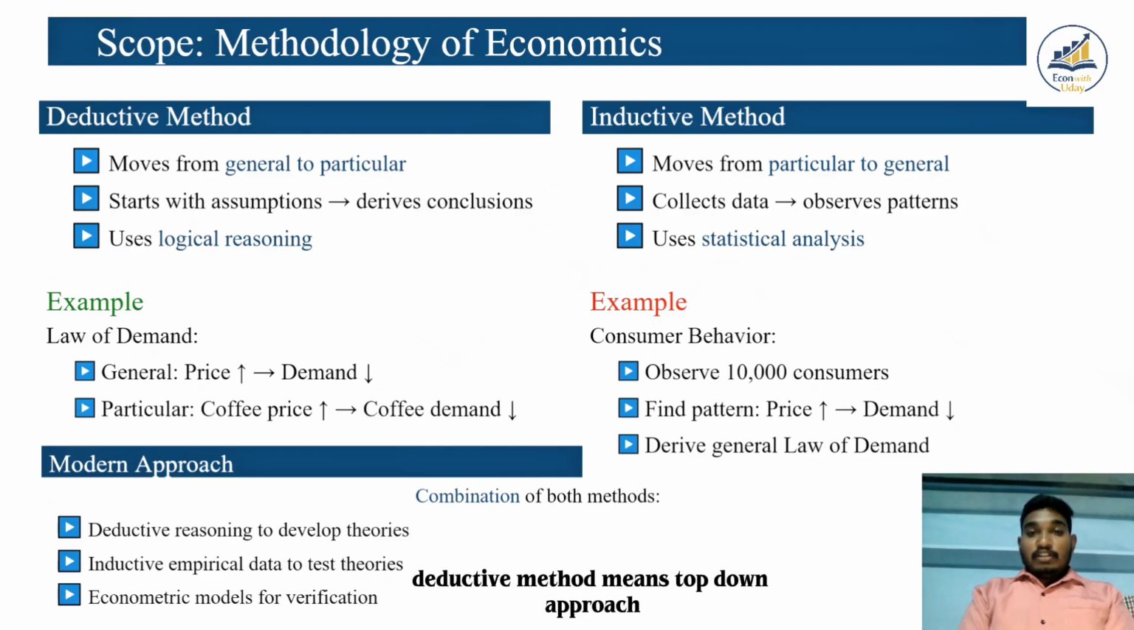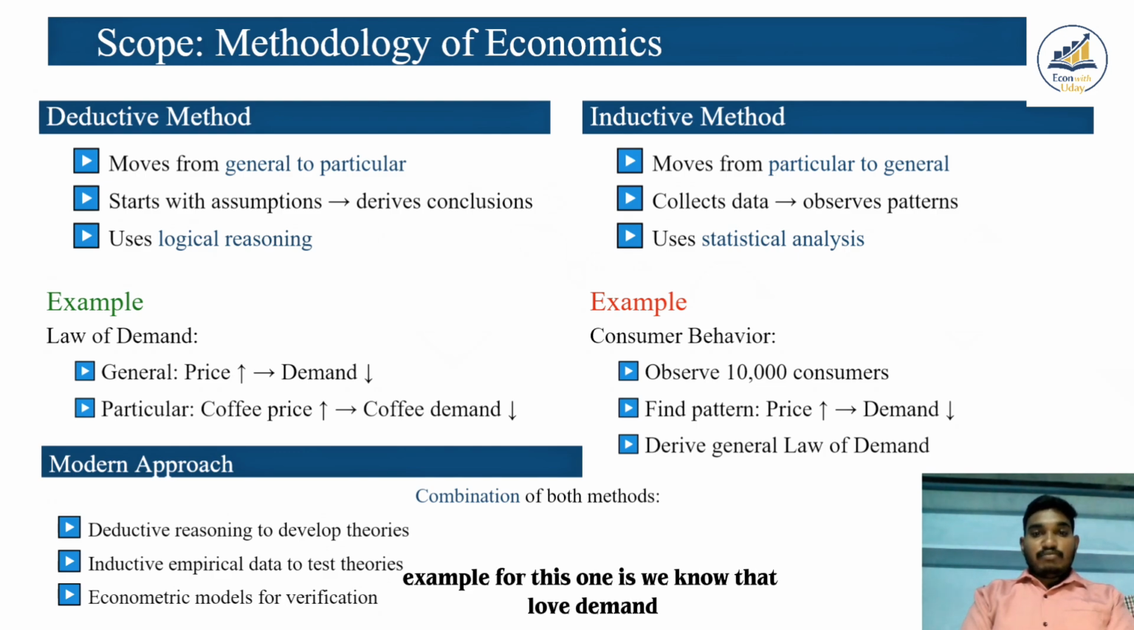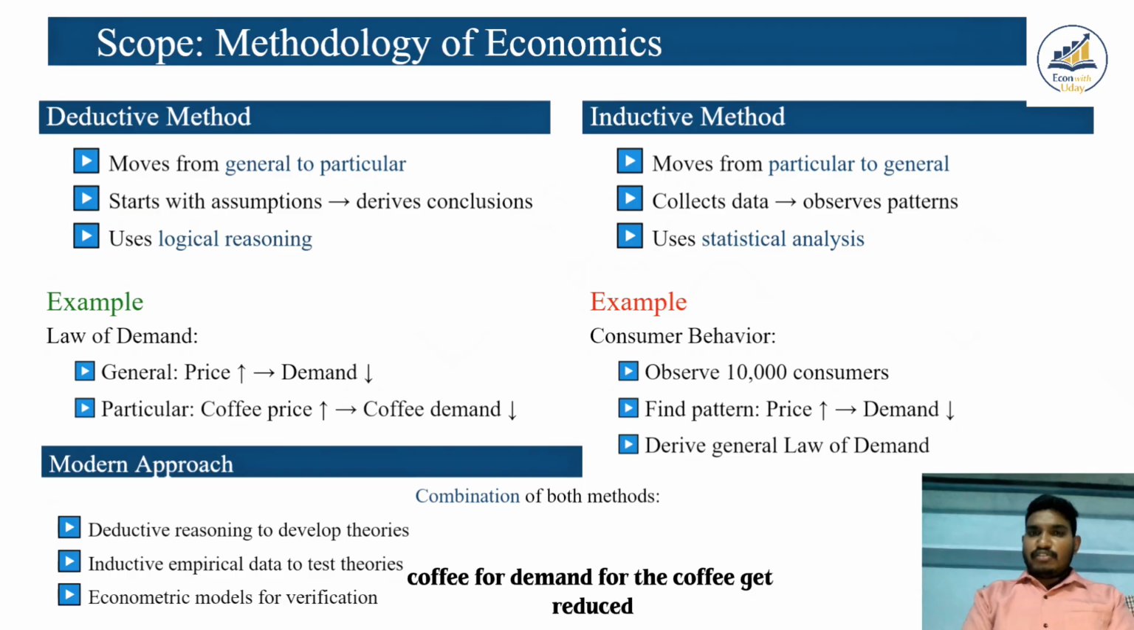Deductive method means a top-down approach. It moves from the general to the particular. It starts with the theory and applies it. An example for this one is the law of demand. When the price rises, demand falls. So if the price of coffee rises, demand for coffee gets reduced. So it is one of the deductive methods.